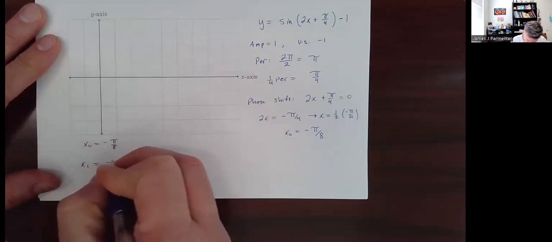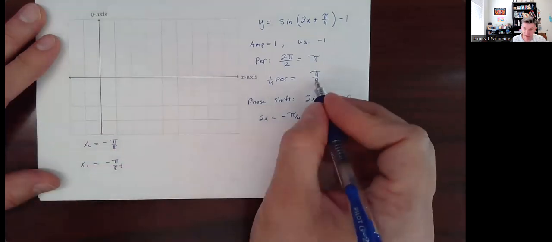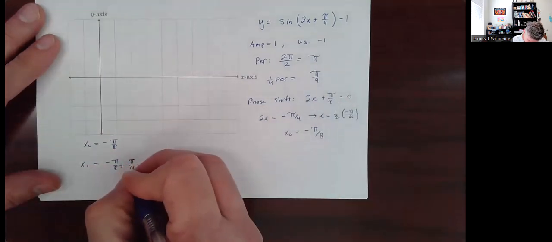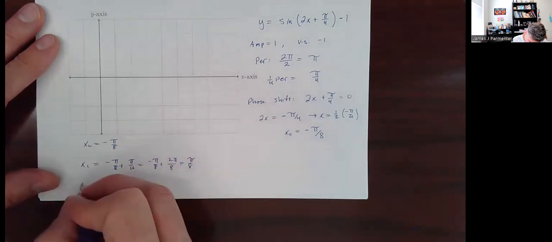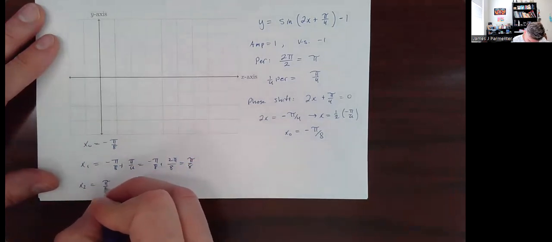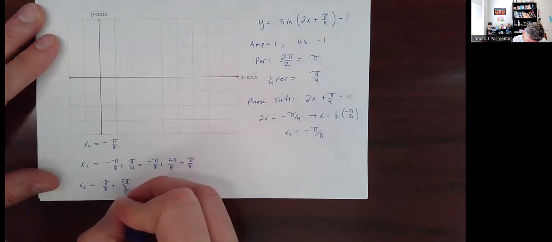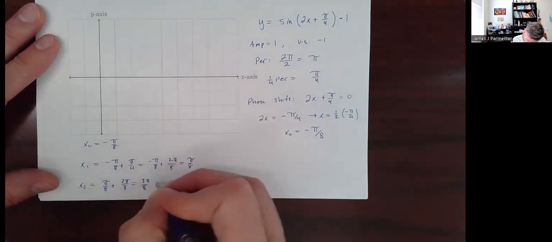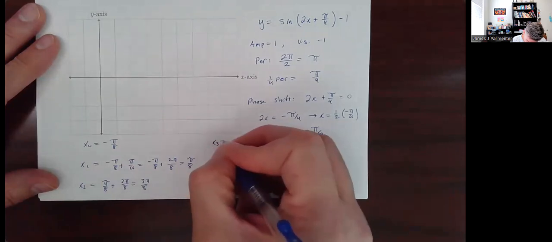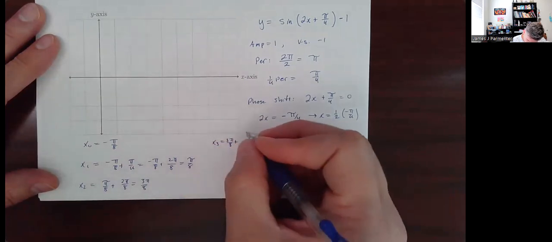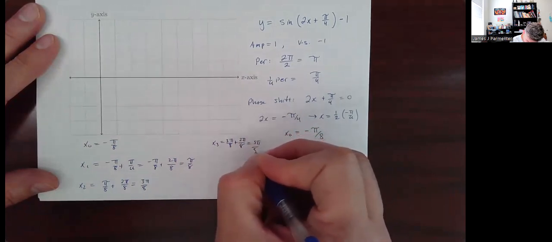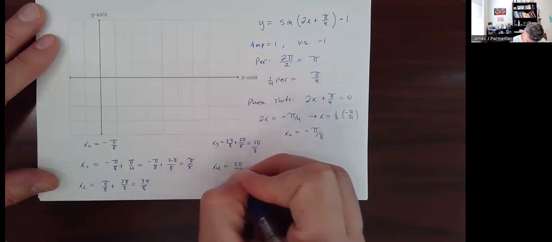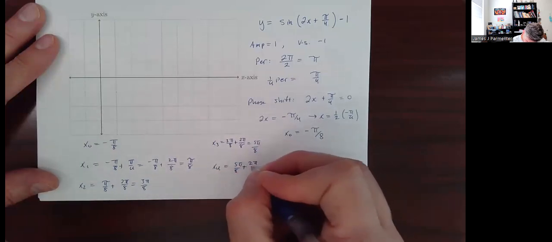X one is going to be negative pi over 8 plus my quarter period, which is pi over 4. With a common denominator, negative pi over 8 plus 2 pi over 8 is positive pi over 8. And then x sub 2 is going to be the previous value, pi over 8, plus my quarter period, which is 3 pi over 8. My next value is going to be 3 pi over 8 plus a quarter period, which is 5 pi over 8.